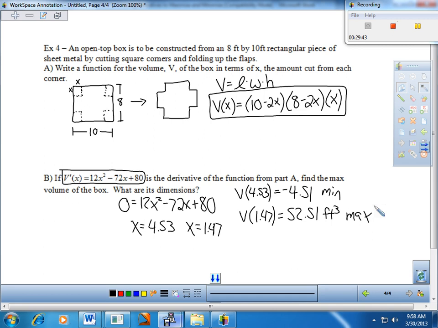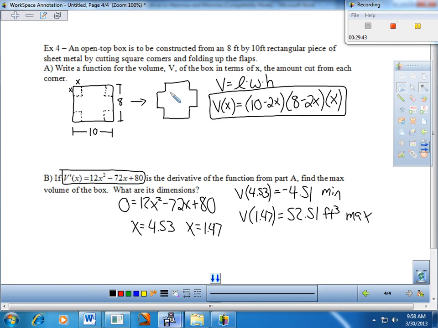Absolutely great. So it did say, find the maximum volume of the box, which we just did. So out of the infinite number of ways to construct this box, we would want x to be equal to about 1.47 feet, which would produce a volume of just over 52.5 cubic feet, and that's the best you can do. That's the optimal volume for that box right there.